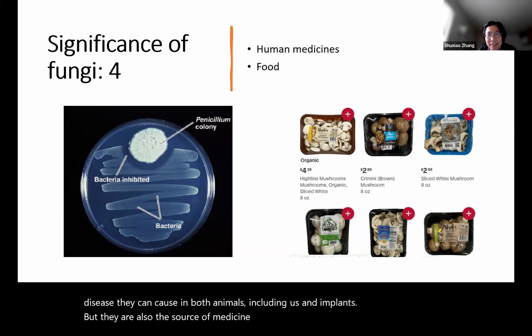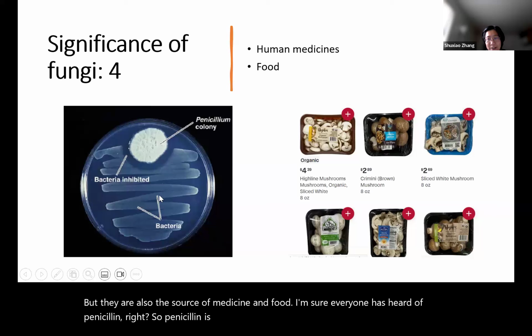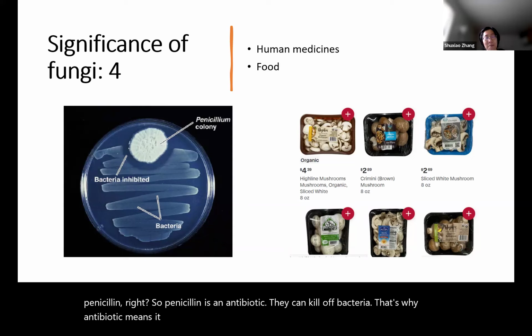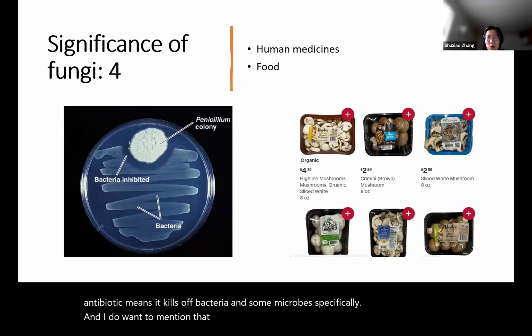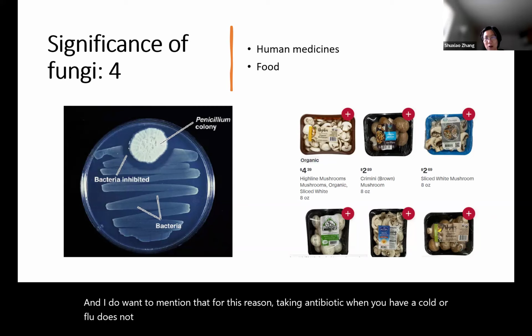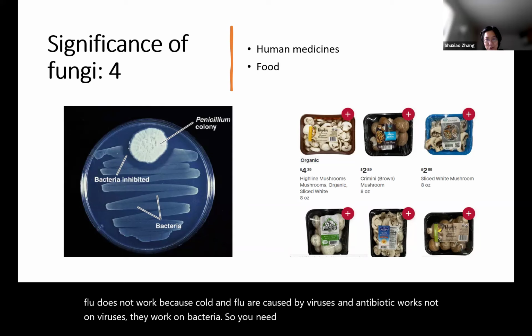I'm sure everyone has heard of penicillin, right? So penicillin is an antibiotic. They can kill off bacteria. That's what antibiotic means. It kills off bacteria and some microbes specifically. And I do want to mention that for this reason, taking antibiotic when you have a cold or flu does not work, because cold and flu are caused by viruses, and antibiotics work not on viruses, they work on bacteria. So you need to take antivirals for any disease that's caused by a virus.